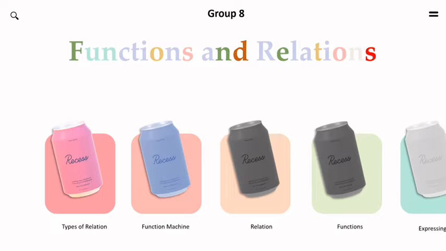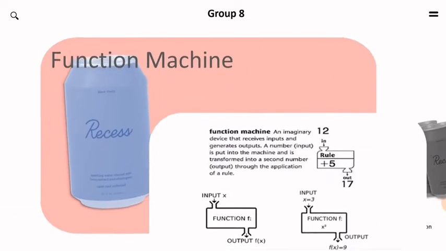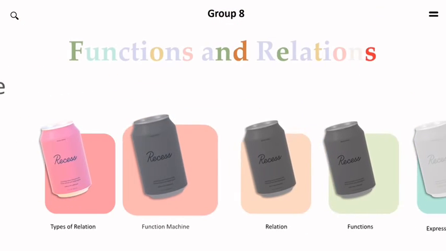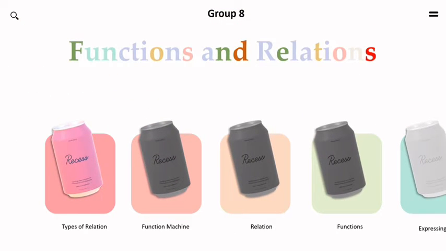That is it. Now, let us know the definition of a function machine. A function machine is an imaginary device that receives inputs and generates outputs. A number input is put into the machine and is transformed into a second number output through the application of a rule.